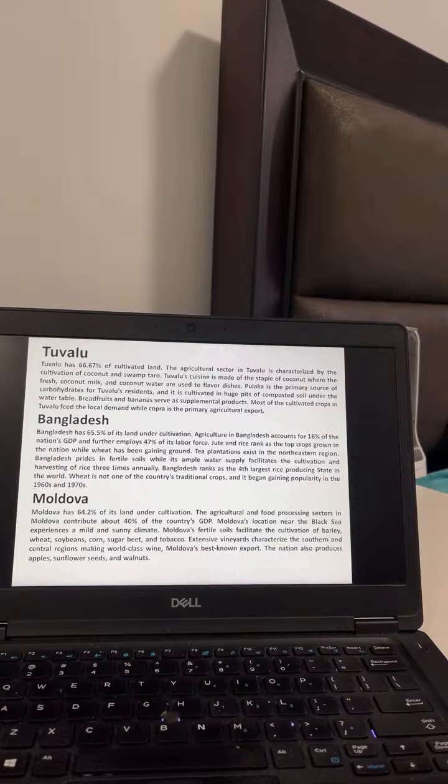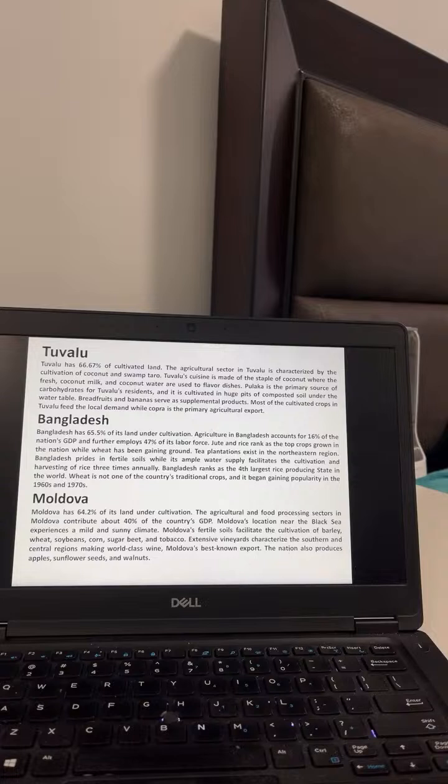Pulaka is the primary source of carbohydrates for Tuvalu's residents, and it is cultivated in huge pits of composted soil under the water table. Breadfruits and bananas serve as supplemental products. Most of the cultivated crops in Tuvalu feed the local demand, while copra is the primary agricultural export.